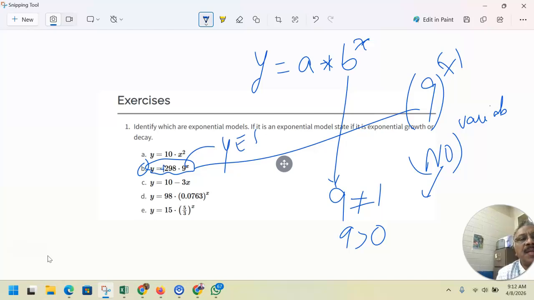And you can see it is plus here. If you want to graph it, it starts at 298, maybe, and the graph will look like this.